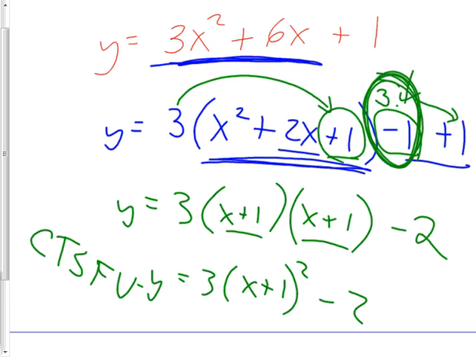Just trying that out myself. Complete the square for vertex form. And the vertex in the end was negative 1, negative 2. And it had a stretch factor of 3.